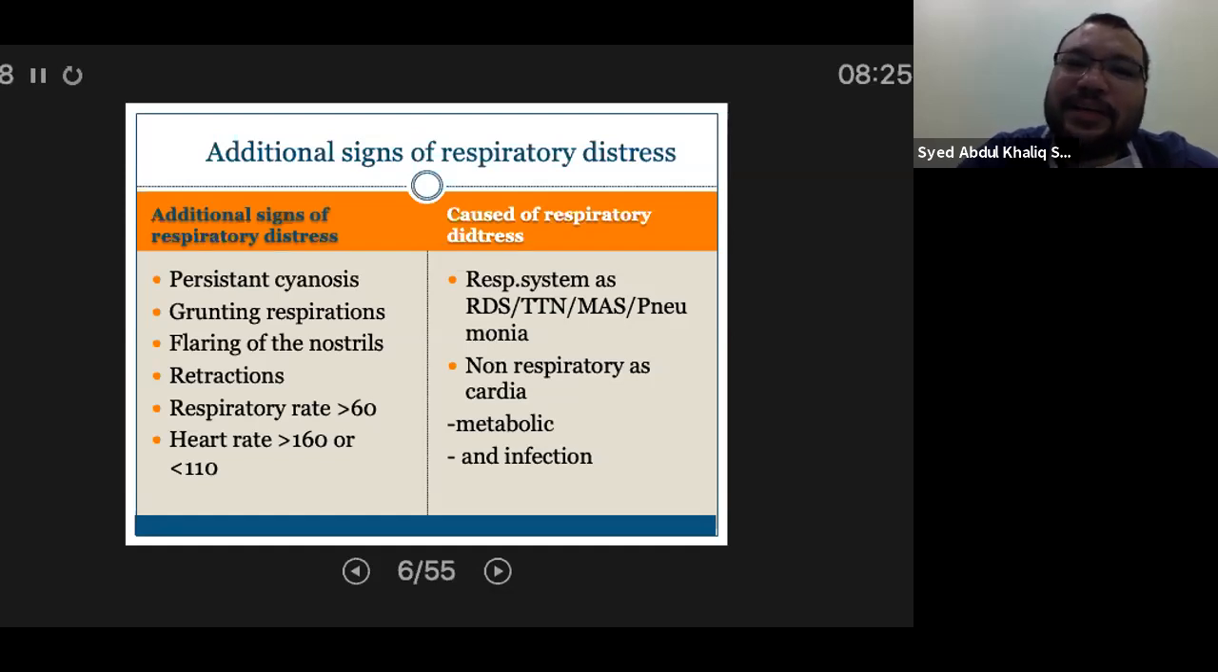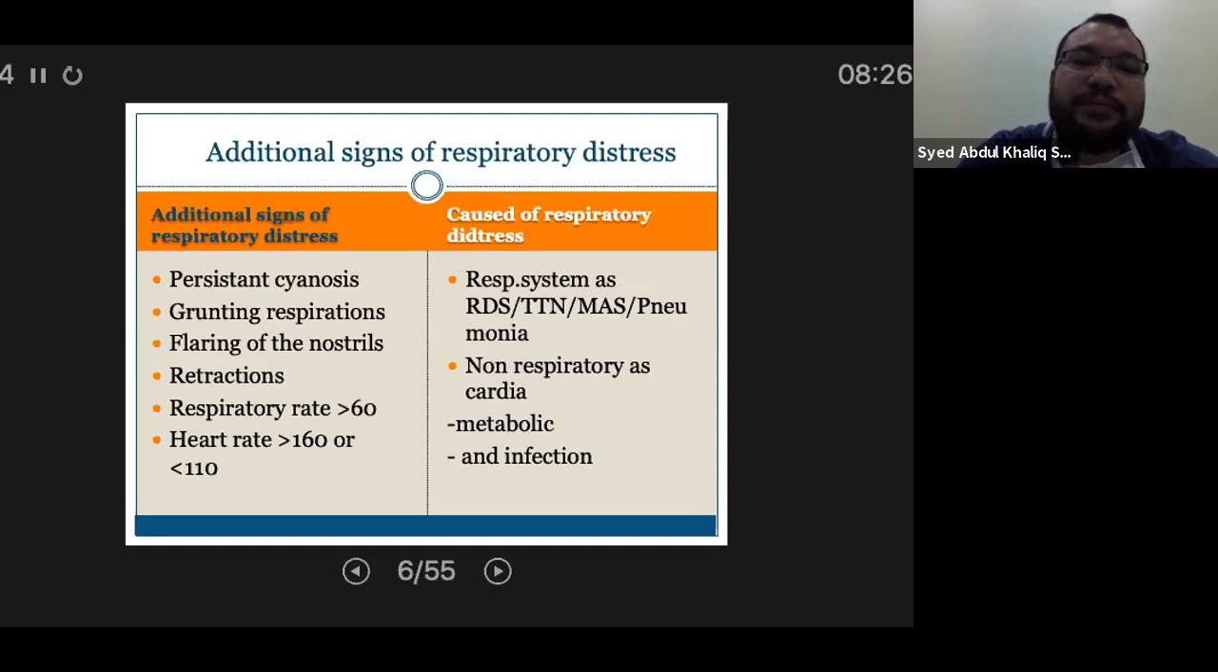A tachypnoeic child is probably not just a respiratory case. It can be other causes. It can be cardiovascular causes. It may be the first sign of cardiac failure.